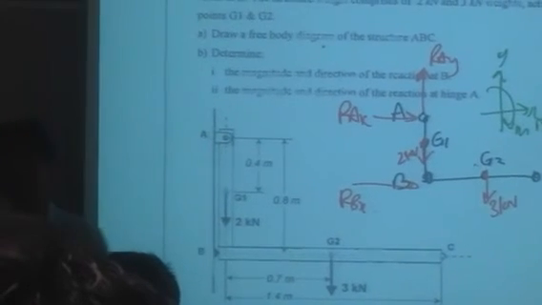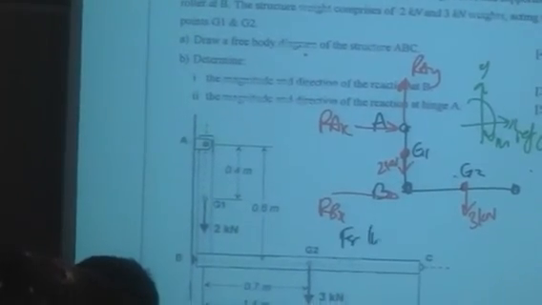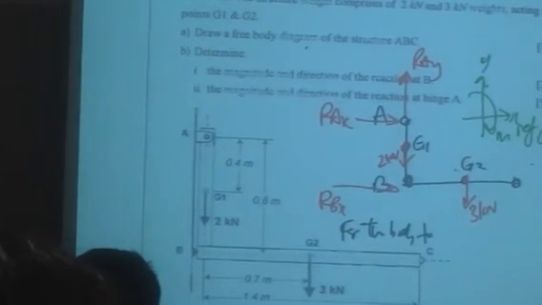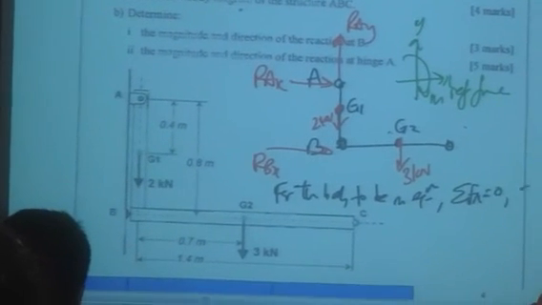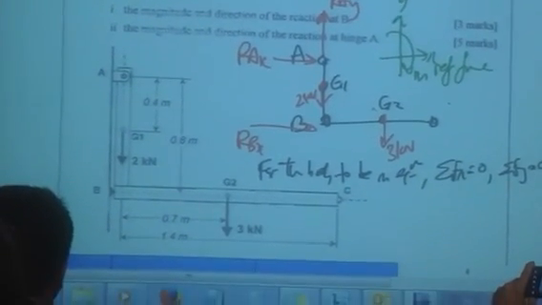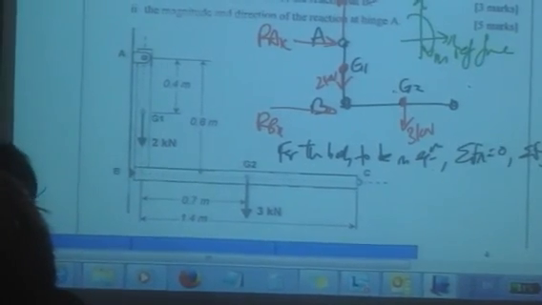What are the bullets? Next thing you will write that for the body to be in equilibrium, summation Fx must be 0, summation Fy must be 0, summation moment must be 0. By writing that, the marker knows that you know your stuff.